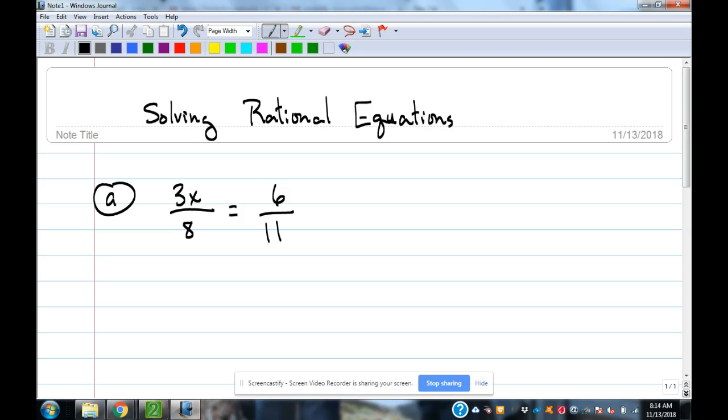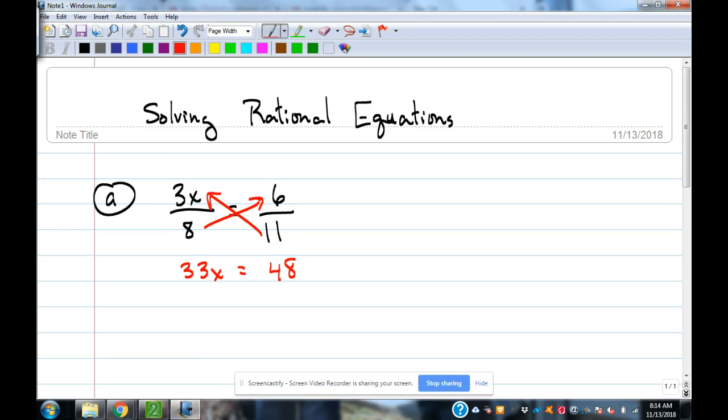If you remember back in 7th or 8th grade or 9th grade Algebra 1, this is a proportion. Y'all remember how to solve proportions? What do you do? Cross multiply, yeah. Bottom times top, bottom times top. So we get 11 times 3x, 33x, 8 times 6, 48.